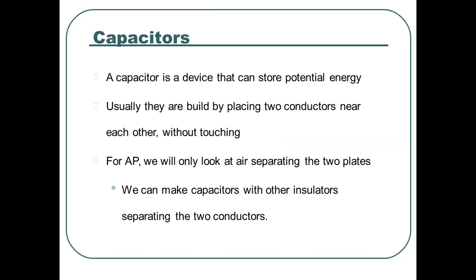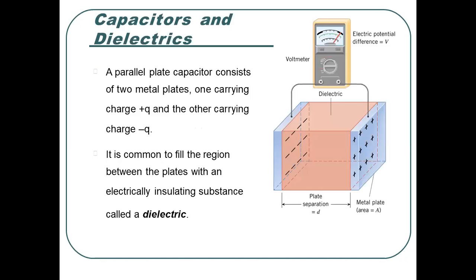Okay, we have your capacitors. A capacitor is a device that can store potential energy. Usually, they are built by placing two conductors near each other without touching. Okay, for AB, we will only look at the area separating the two plates. We can make capacitors with other insulators separating the two conductors.